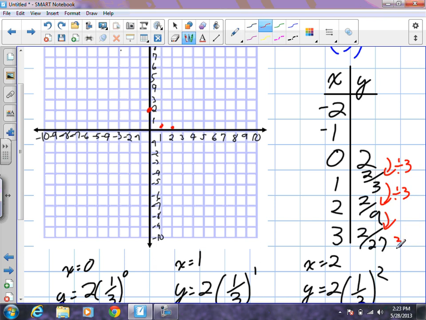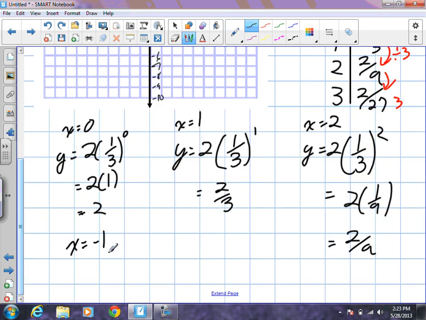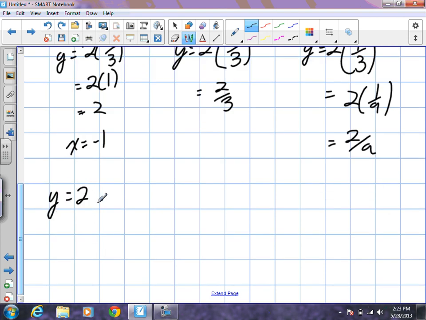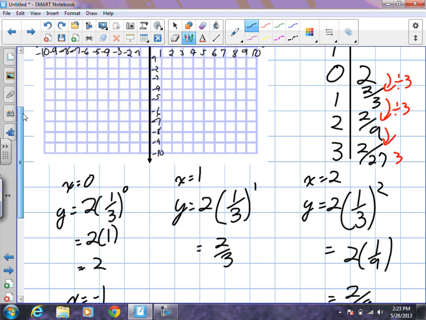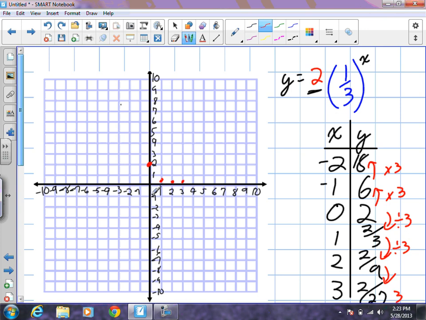Now, here's the tricky one. x equals negative 1. y equals 2 times a third to the negative 1. How do I make that positive? 3 over 1, or just 3. 3 to the power of 1 is still 3, so that gives us 6. So it's almost like it's the opposite of before. We did this by multiplying by 3, which means the next value will be what? 18, that's right. So if you look at negative 1, we're at 6, and 2 is at 18. We have what's considered a decay rate, getting closer and closer, but never actually touching.